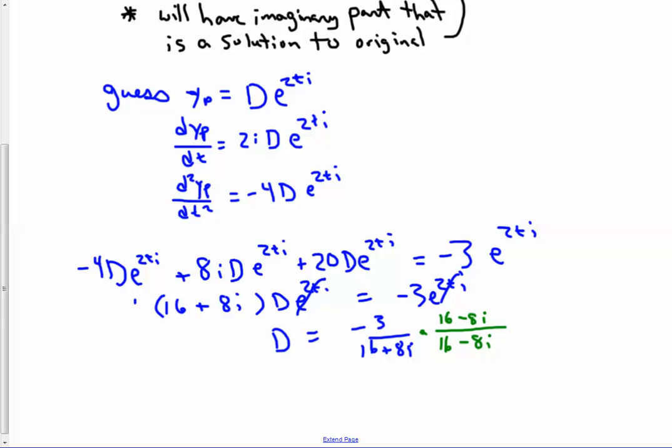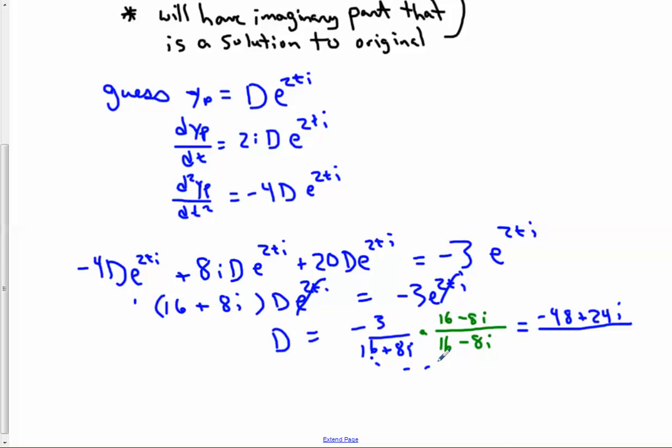Now when you multiply that out, on the top we'll get -48 plus 24i. And on the bottom, the reason this little trick works is because you'll have 16 times a -8i and an 8i times a positive 16. Those will cancel, so the i part goes away in the bottom.